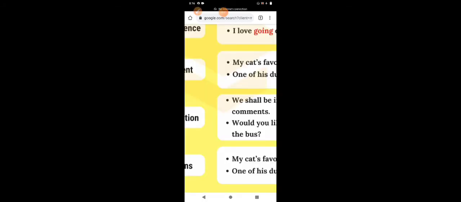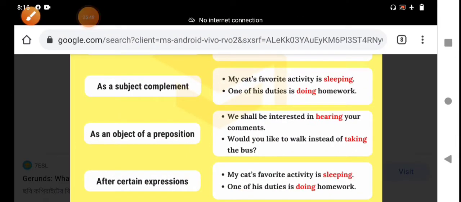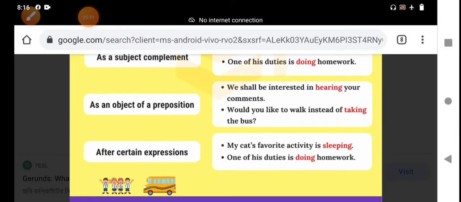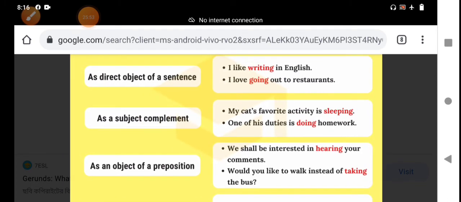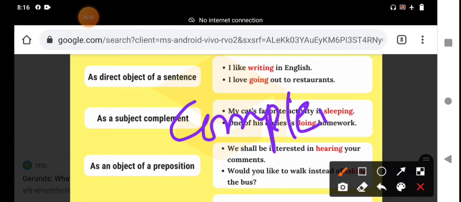Okay, my dear students, some technical problem here. Okay, dear students, another meaning. Complement, C-O-M-P-L-E-M-E-N-T, we should not write I. In grammatical terminology, a complement means a word or a phrase which is useful to complete the meaning in a sentence. That is the definition.